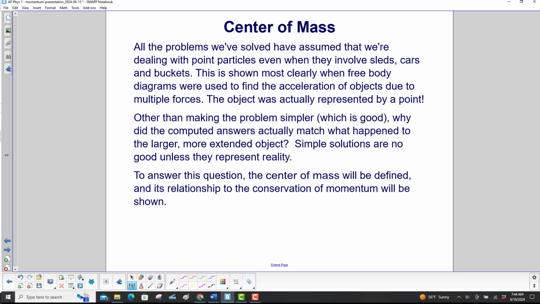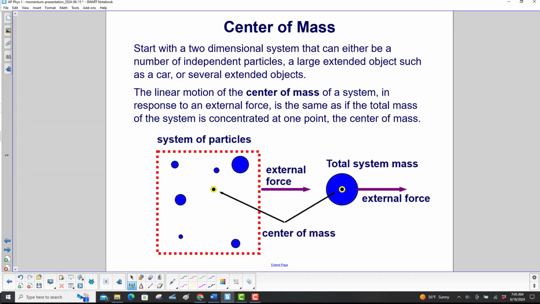Other than making the problem simpler, which is good, why did the computed answers actually match what happened to the larger, more extended object? Simple solutions are no good unless they represent reality. To answer this question, the center of mass will be defined and its relationship to the conservation of momentum will be shown. Start with a two-dimensional system, over here, that can either be a number of independent particles, which were shown here, a large extended object such as a car, or several extended objects.